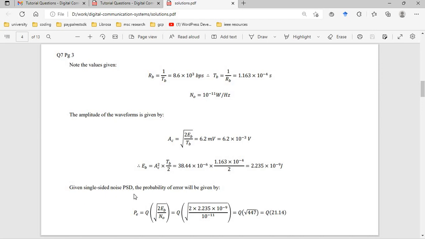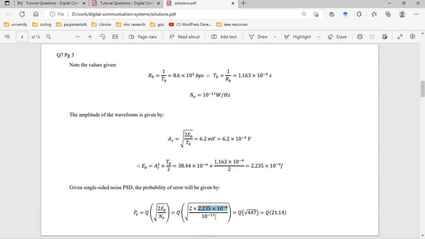And we are given our PSD, so from that we can obtain the probability of error. P_E is equal to Q of the square root of 2 E_B divided by N0. We basically replace those values: 2 multiplied by the bit energy, which you have over there, then divided by the power spectral density of the noise, which is 10^-11.